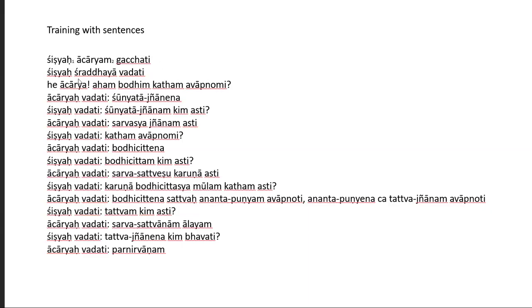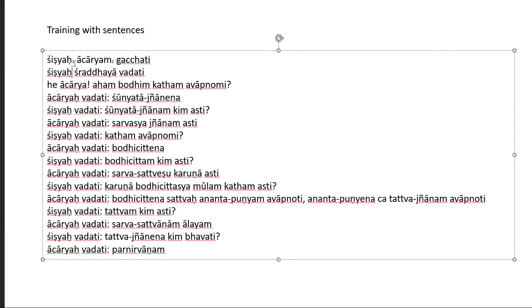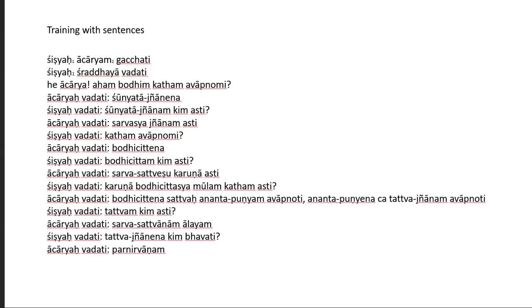Then the next sentence, Shishyah, is obviously the same case and the same word as before. I need to find some way to do this in a simpler way. But the next word is a word that you seemingly don't know. Shraddhaya. So when we don't know a word or we're not sure of a word, we have to think first, what case ending is it? And this is the new thing you are learning today.